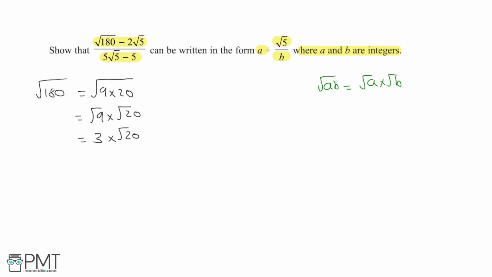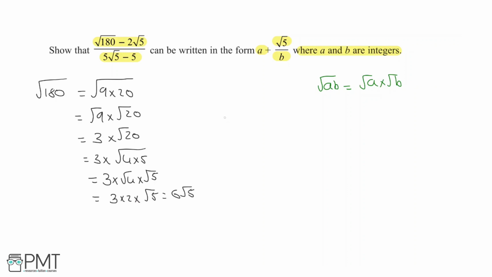Now, in thinking of the square root of 20, what is a square number that is a factor of 20? And the one I can think of is 4. So we can say that this is 3 times the square root of 4 times 5. Applying the same rule as here, we have 3 times the square root of 4 times the square root of 5. The square root of 4 is 2, so this means we have 3 times 2 times the square root of 5, which equals 6 root 5.